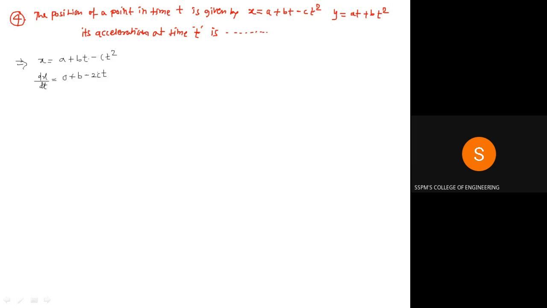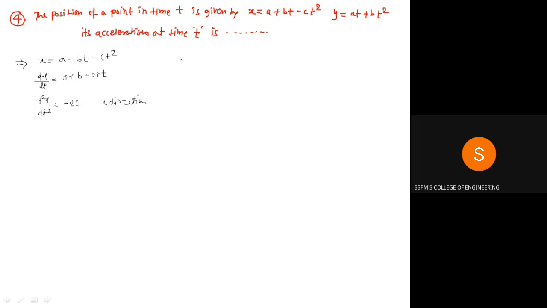Now, next, to find the second derivative, that is d square x by dt square. If you differentiate with respect to t, what is the result? That is minus 2c. It means the acceleration is in which direction? In the x direction. This acceleration will be in the x direction.